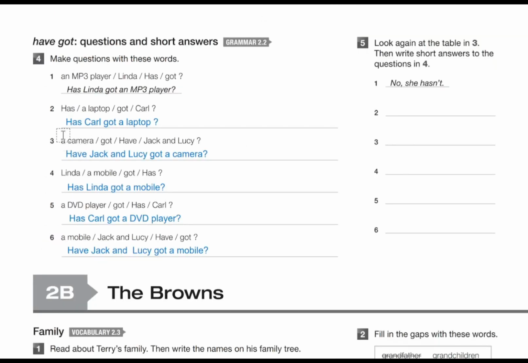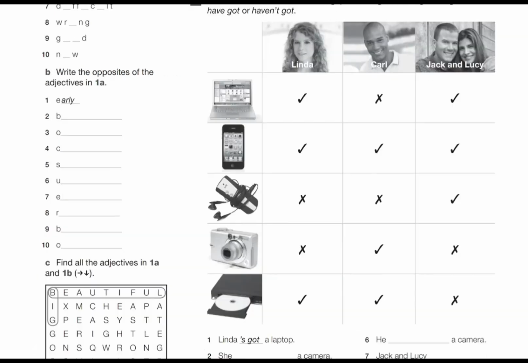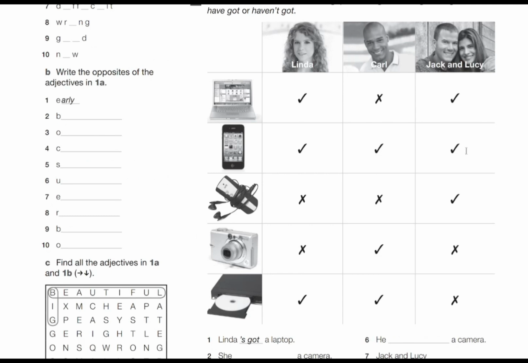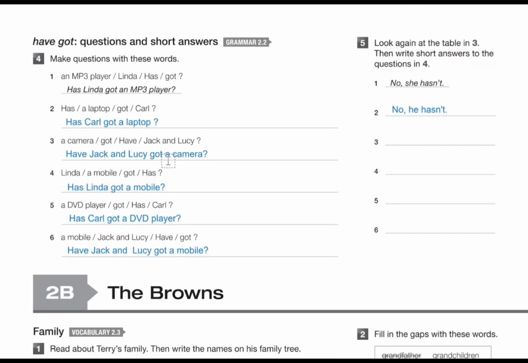Okay, so now we're going to do number two. Has Carl got a laptop? Carl, laptop. There's a cross. If there's a cross, he hasn't got it. So the question is, has Carl got a laptop? We say no, he hasn't. No, comma, he hasn't, and full stop. Great. Number three, have Jack and Lucy got a camera? Jack and Lucy, and as you can see, the camera is a cross. So they haven't got a camera either. So we're going to write it down. Have Jack and Lucy got a camera? No, they haven't.